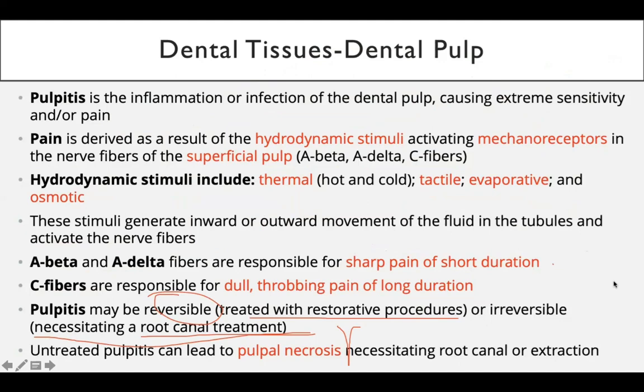Untreated pulpitis can lead to pulpal necrosis necessitating root canal or extraction, or even extraction when the tooth is completely empty and dead. There is no other procedure than extraction. But if the patient wants, if it's an anterior tooth and it looks cosmetically bad, then you can do the root canal and then cover the tooth. Maybe a lot of students already know these terms.